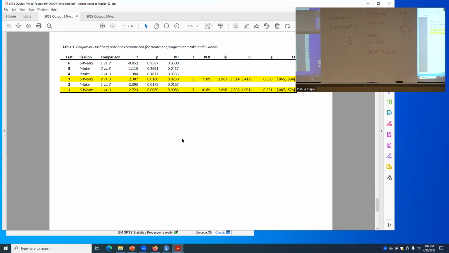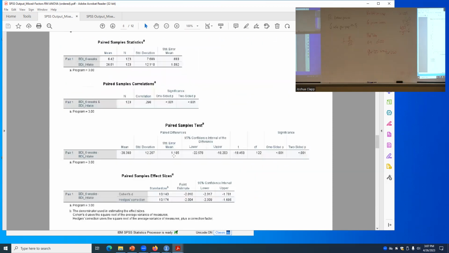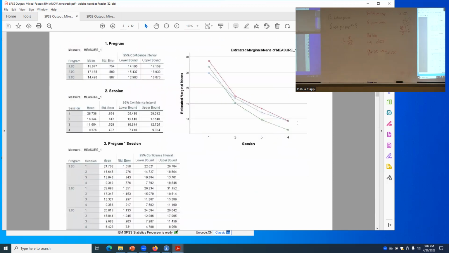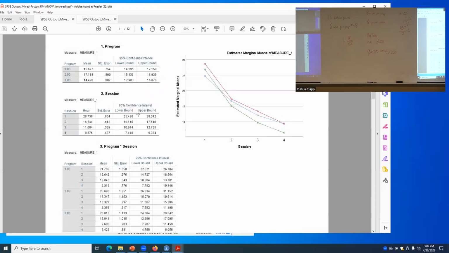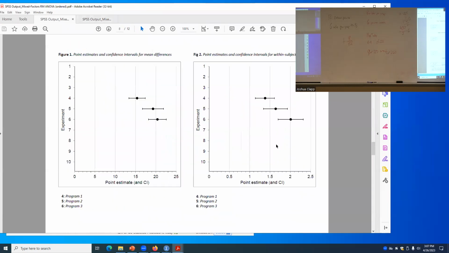And if we take a look, we see that at 6 weeks, at post, we're seeing a difference between 2 and 3, right? And if we go back up and take a look at the groups, 3 is our lowest, right? So we're seeing that 3 has a smaller score than 2.